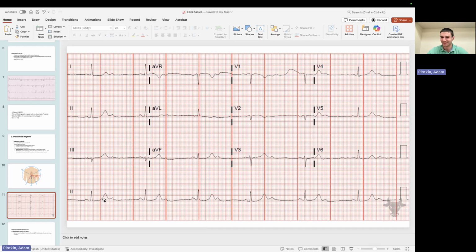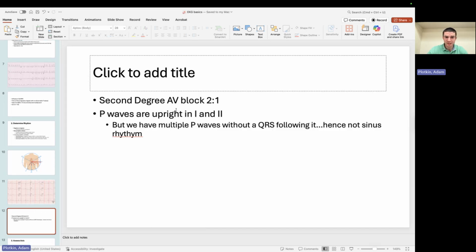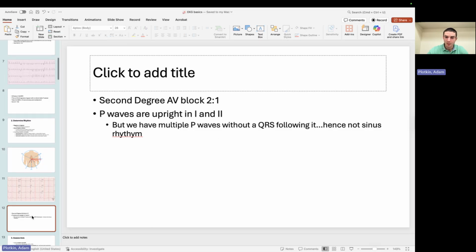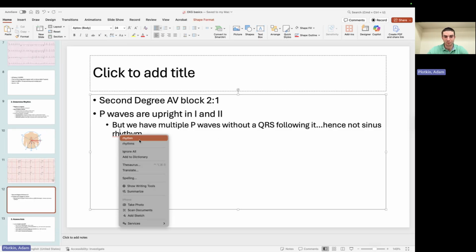I'm not sure if you learned about it like this, because this is a more advanced diagnosis, but it was just to illustrate the point that this is not sinus rhythm. Can you just identify this as not sinus rhythm? And then if we look, are the P waves upright in lead 2? Yes. Lead 1, it's kind of hard to tell, but I would call that upright. You can see them for sure. And then AVR, even to illustrate the point, look, there's the upside down P wave in AVR. So this is second degree AV block 2-to-1. P waves are upright in 1 and 2. So not sinus rhythm.